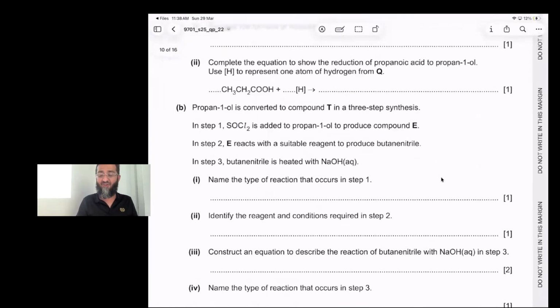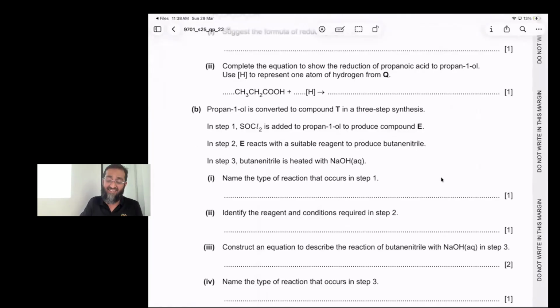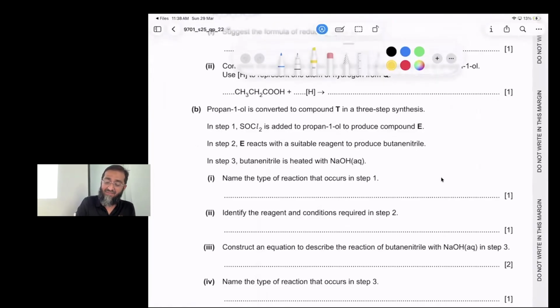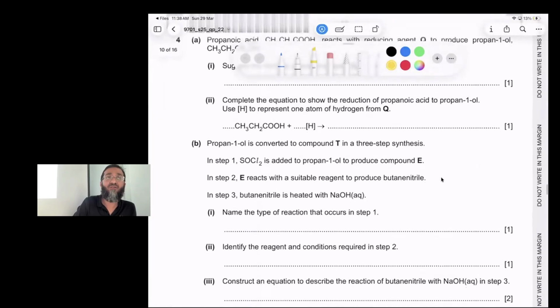For example, if you look at this reaction, if you are doing organic right now, complete the equation that shows reduction of propanoic acid to propanol. Are you familiar with propanoic acid and propanol? Use [H] to represent one atom of hydrogen from Q. They have drawn the propanoic acid, so what do I need to make? Propanol: CH3CH2CH2OH.